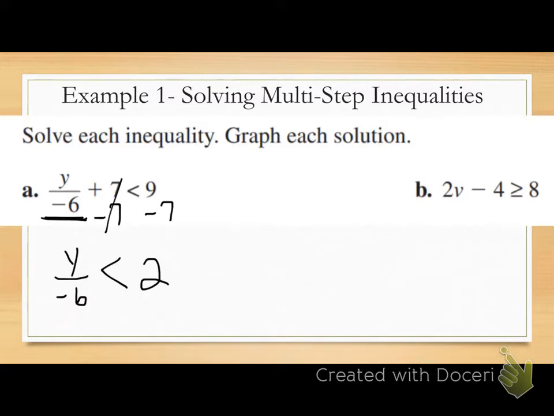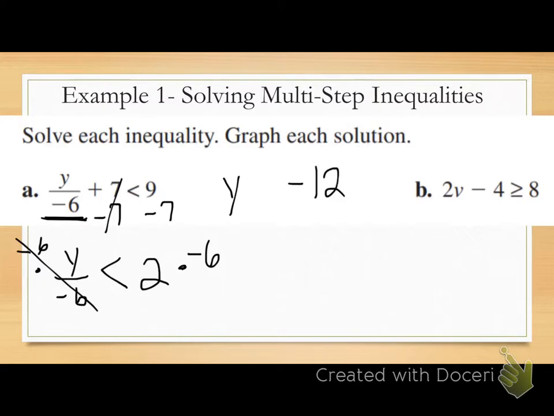Is y now by itself? No. But the term containing y is by itself, so now I can focus on getting the variable by itself. So what would be my next step to get y by itself? Multiply by negative 6 on both sides. That way it'll cancel out on the left. Whatever I do to one side, I've got to do to the other. So I've got y on the left. 2 times negative 6 gives me?